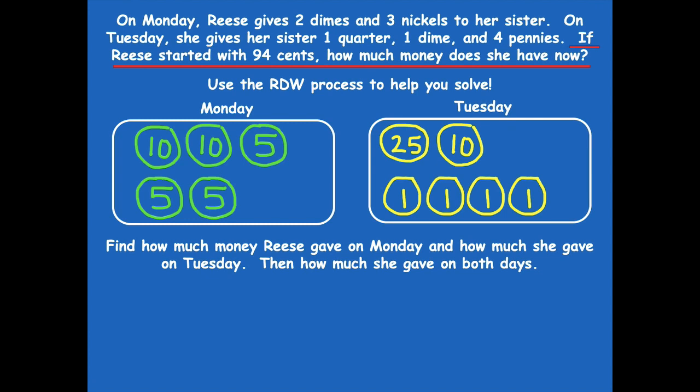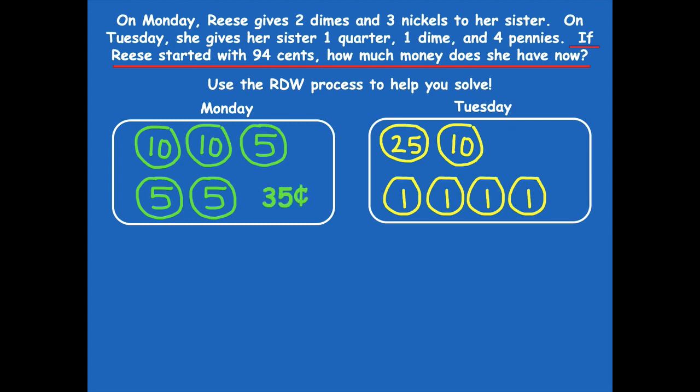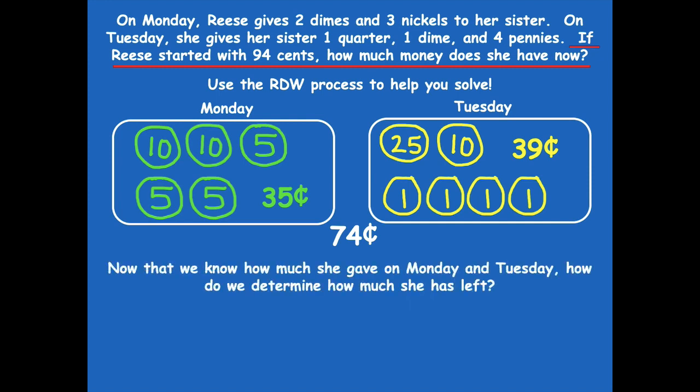All right, friends. So on Monday, she gave a total of 35 cents. On Tuesday, she gave a total of 39 cents. So I need to add those together, right? So 35 plus 39 equals 74. So I'm going to put my 74 here. So now that we know how much she gave on Monday and Tuesday, how do we determine how much she has left? What step do we take, friends? Are we going to add? Are we going to subtract? What are we going to do?